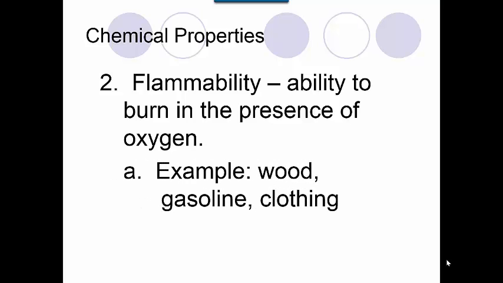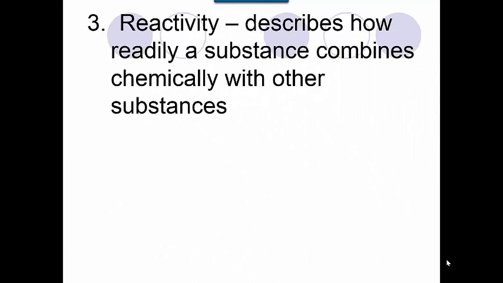Wood is flammable, gasoline, even clothing is flammable. So flammability is an example of a chemical property. How reactive something is also a chemical property. So when you say that iron is reactive, because iron can rust in the presence of oxygen, then that is also a chemical property when you're stating how it can combine with other chemicals to form new substances.